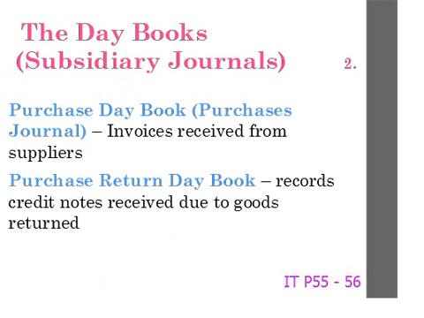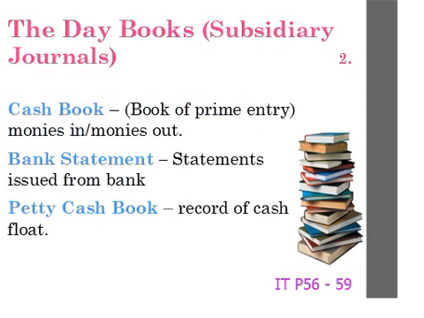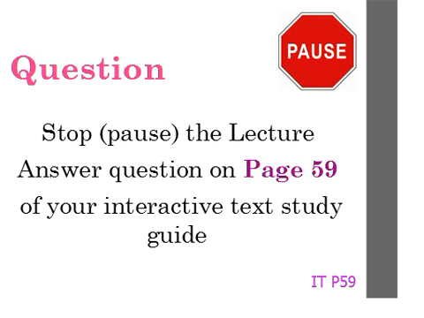The purchase day book, purchases journal, records invoices received from suppliers. The purchase return day book records credit notes received due to goods returned. The cash book records all monies in, and all monies out. Bank statements are statements issued from the bank. The petty cash book is a record of the cash float. Stop the lecture. Answer the questions on page 59 of your interactive text study guide.